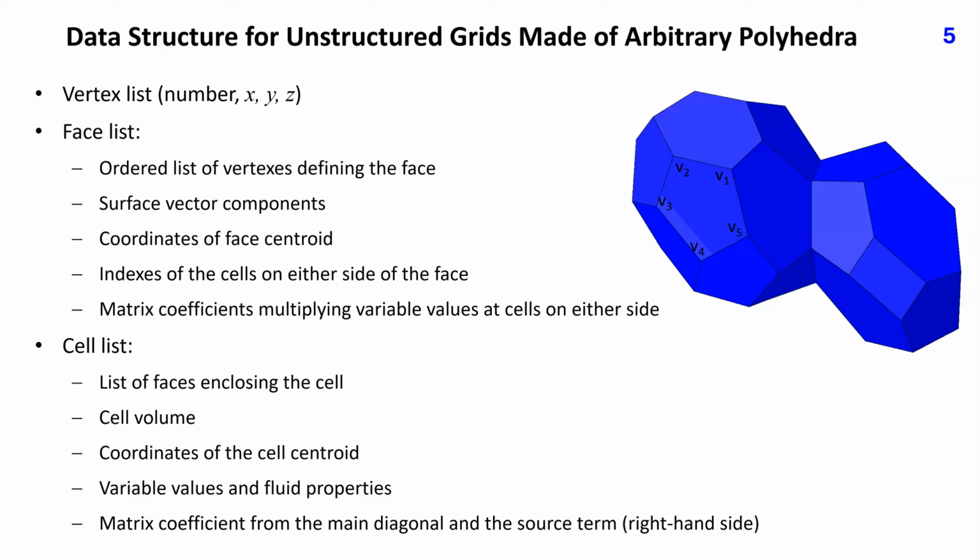Finally, a list of cells is needed. It contains the following information: a unique cell number, a list of faces enclosing the cell, number of faces followed by face IDs, cell volume, coordinates of the cell centroid, variable values and fluid properties at cell centroid, and matrix coefficient from the main diagonal and the source term, the right-hand side.